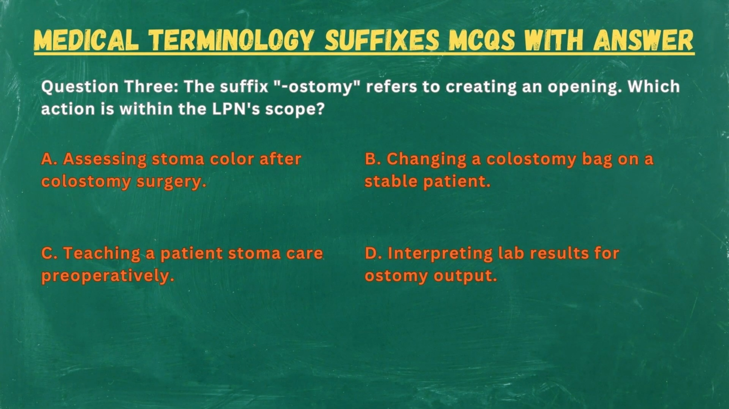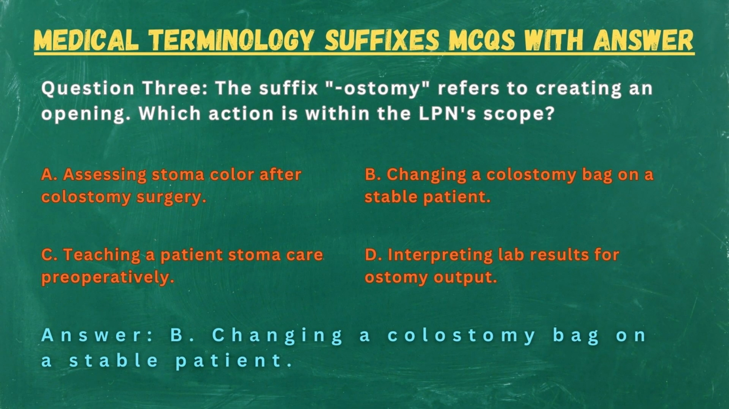Question 3. The suffix -ostomy refers to creating an opening. Which action is within the LPN's scope? A. Assessing stoma color after colostomy surgery. B. Changing a colostomy bag on a stable patient. C. Teaching a patient's stoma care preoperatively. D. Interpreting lab results for ostomy output. Answer: B. Changing a colostomy bag on a stable patient.